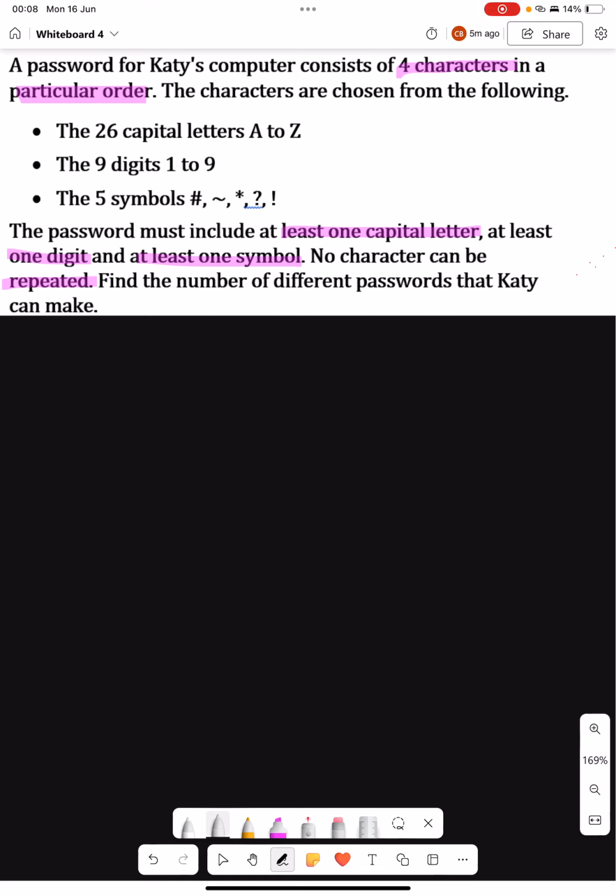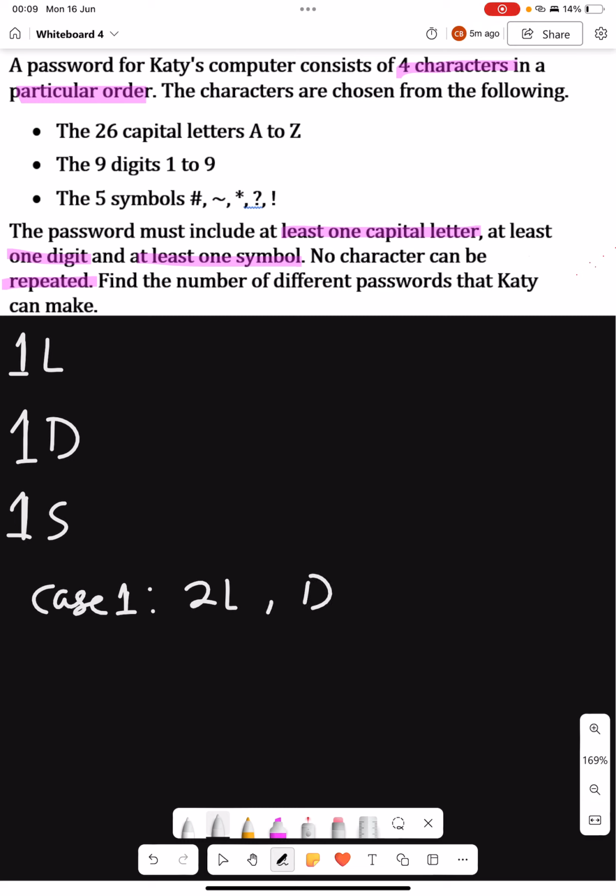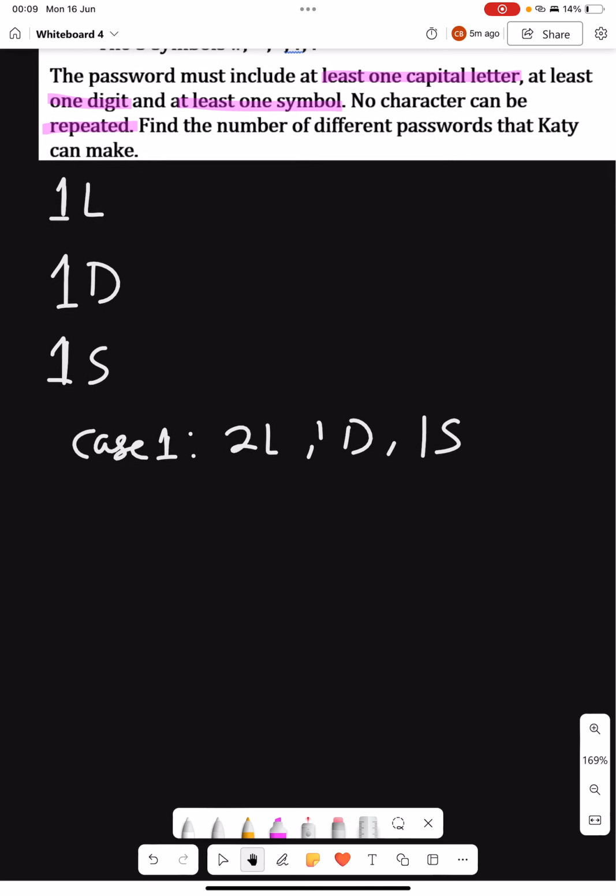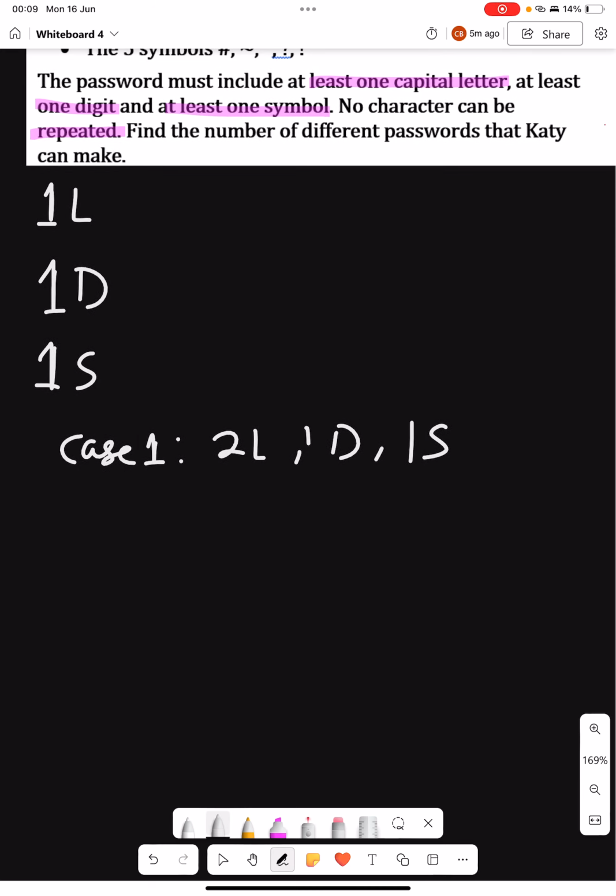So the first case is, remember the condition is we can have at least 1 letter, at least 1 digit, and at least 1 symbol, right? But the password must consist of 4 characters, which means for each type of character we can add 1 more. So what I mean is case 1, we can have 2 letters, 1 digit, and 1 symbol. That will make the password consist of 4 characters.